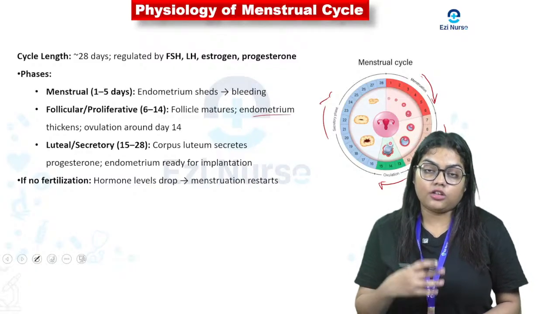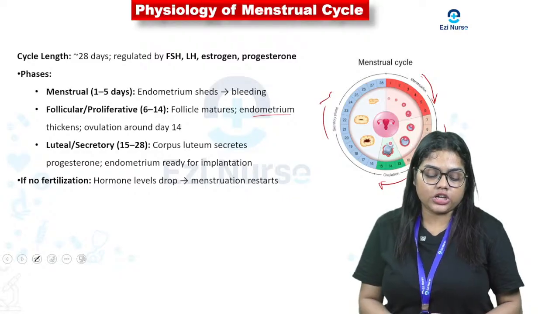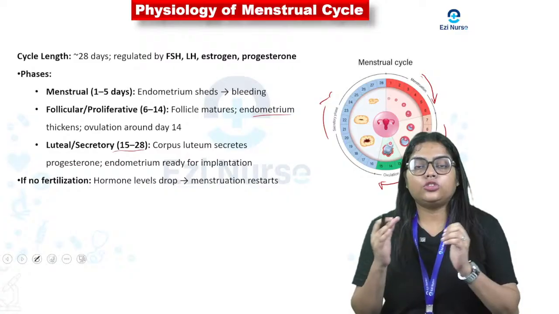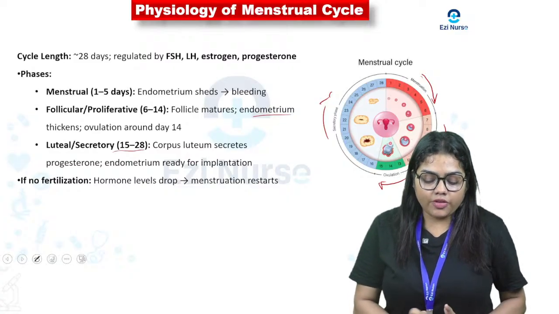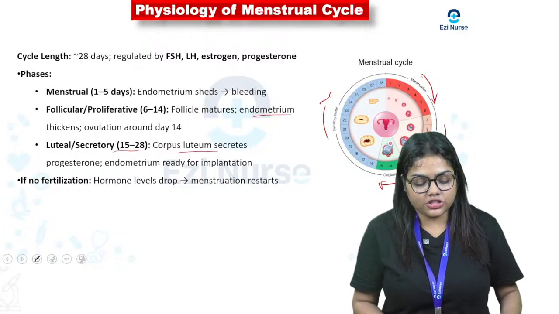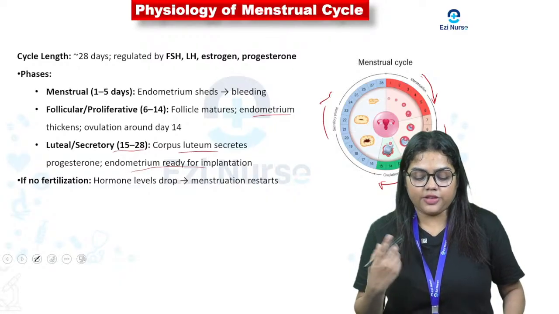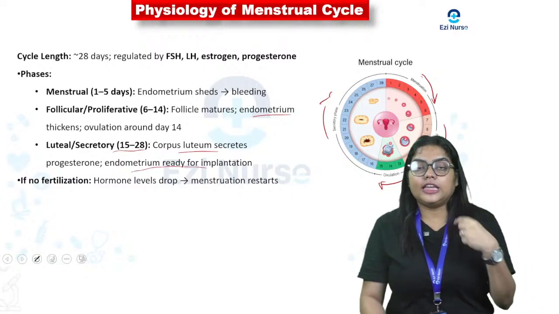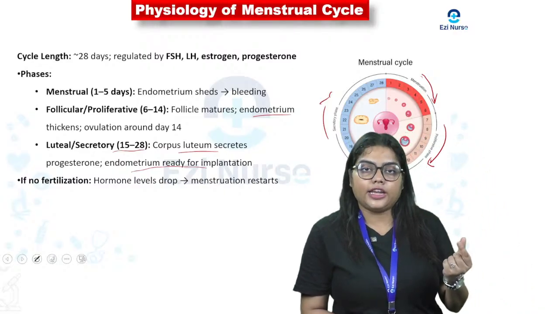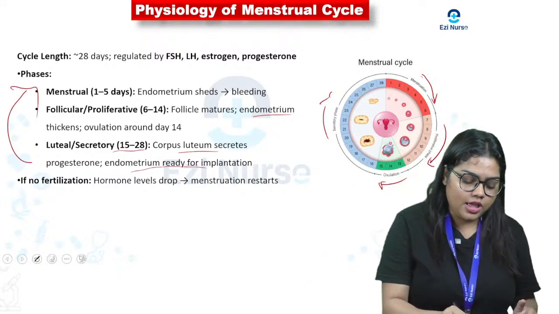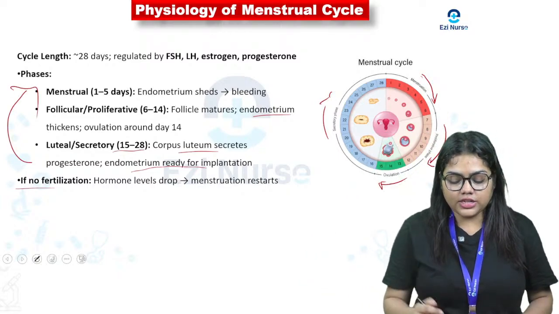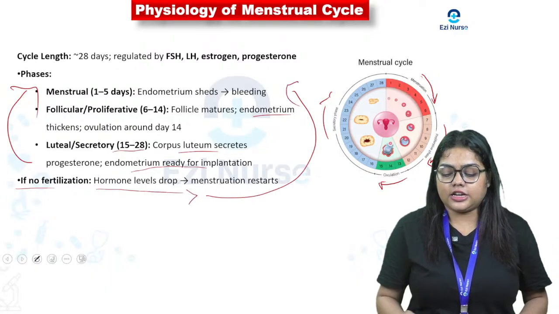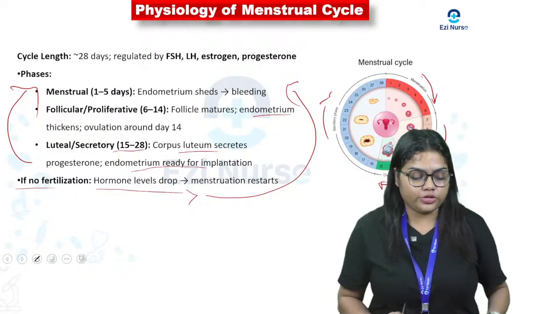Ovulation occurs around day 14. Lastly, the luteal or secretory phase happens from the 15th to 28th day, where the corpus luteum secretes progesterone and the endometrium is ready for implantation. The endometrium keeps thickening and is again ready for the menstrual phase. If there is no fertilization, hormone levels drop and menstruation restarts. So this is the physiology of the menstrual cycle.